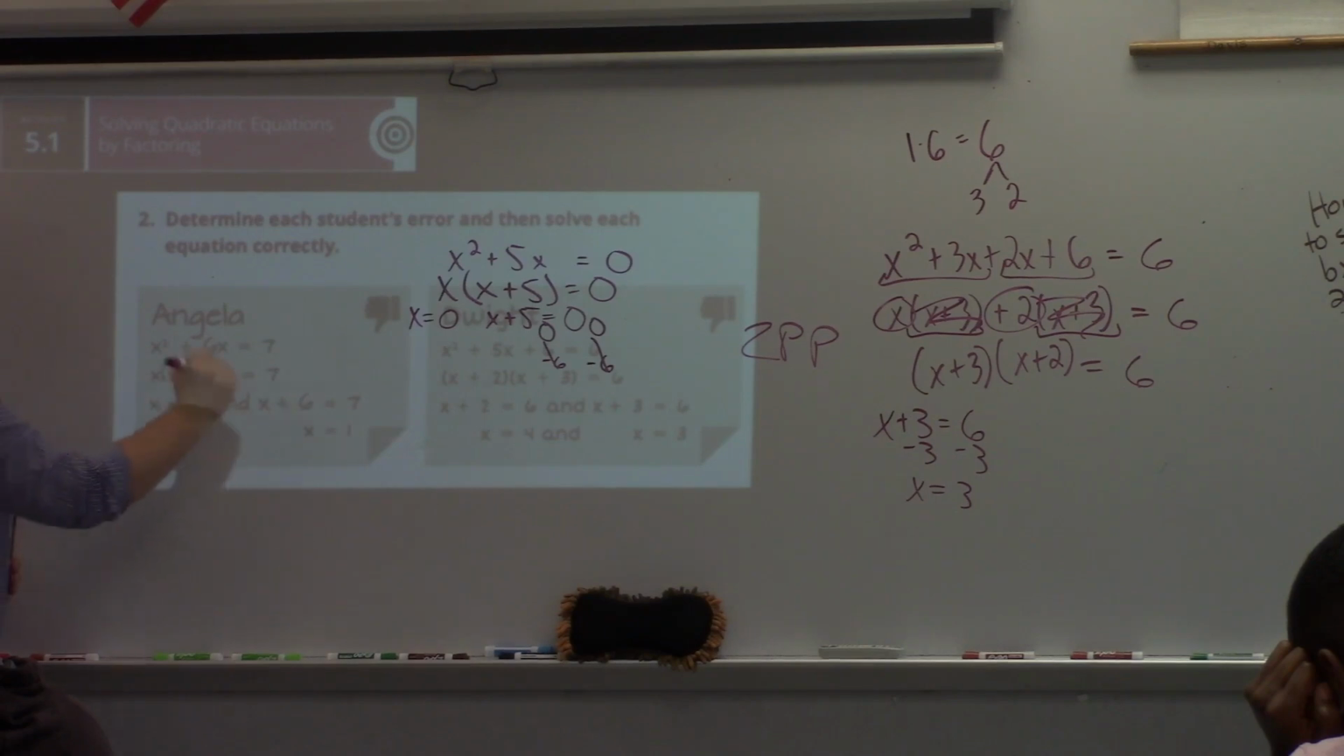Equal to 0. I need to get it equal to 0. How am I going to make that equal to 0? Subtract 7. 7 minus 7 is 0. And I got to make sure my equations are equivalent. So x squared plus 6x minus 7 is equal to 0. Notice that's that traditional standard form, equal to 0.